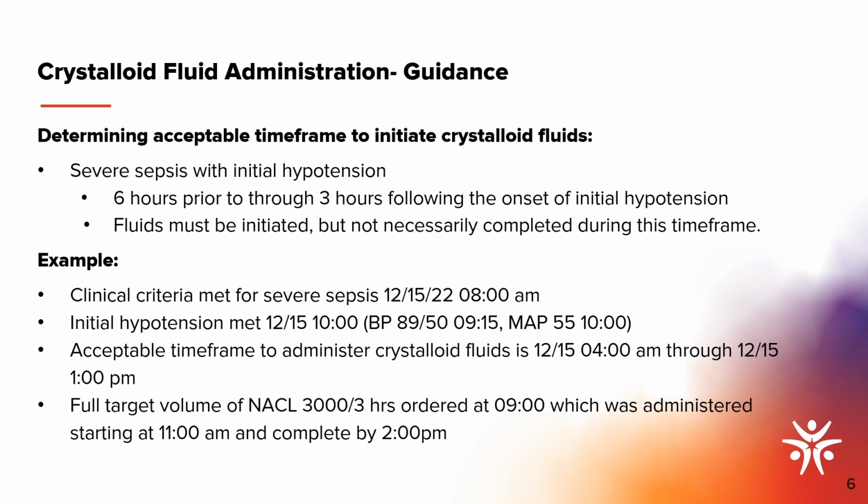Let's do a quick review of the time frame to assess for initial hypotension first. We would look 6 hours prior to through 6 hours following the onset of severe sepsis. In the example below, severe sepsis was met at 8 a.m. So we're looking for the onset of initial hypotension from 2 a.m., which is 6 hours prior to, through 2 p.m., which is 6 hours following the onset of severe sepsis. Remember again, for severe sepsis with initial hypotension, we're calculating the acceptable time frame from the onset of initial hypotension date and time, and not the severe sepsis date and time.